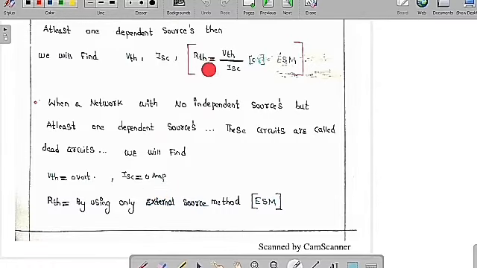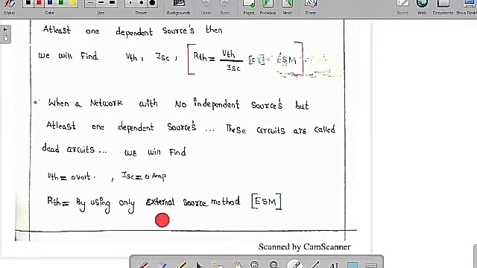But now RTH is not equal to VTH by ISC, because we can't find it with the help of VTH by ISC. There is only one method, which is ESM, the external source method. Only by this method can we find the value of RTH, but not by the first method, VTH by ISC. So I am clearly saying that VTH is equal to 0 and ISC is equal to 0, but RTH we can only find with the help of the external source method.